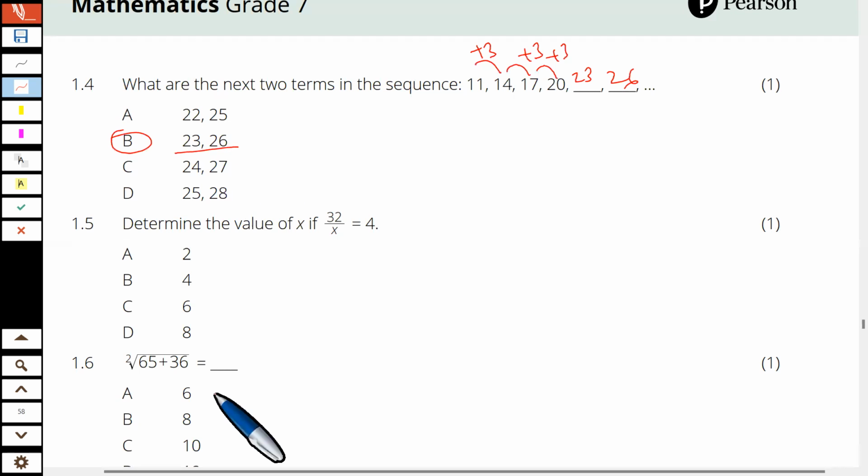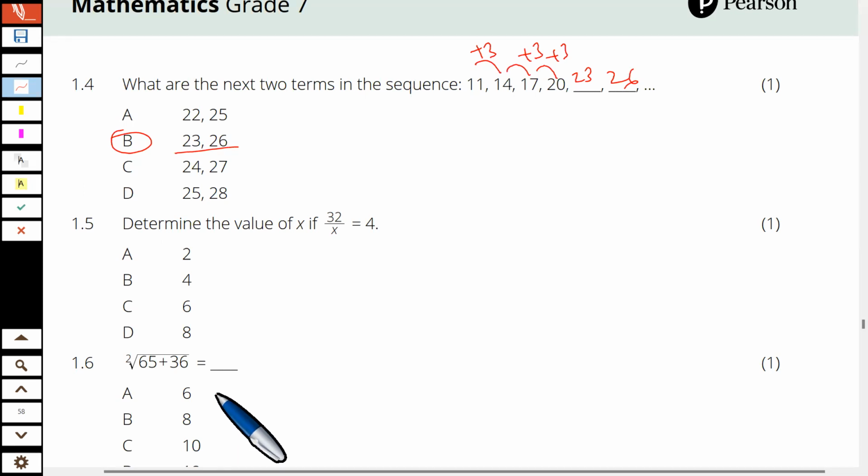Now let's look at 1.5. What do you think the answer is? Determine the value of x in 1.5. Is the answer 2, 4, 6, or 8? Which one? I think it is 8.